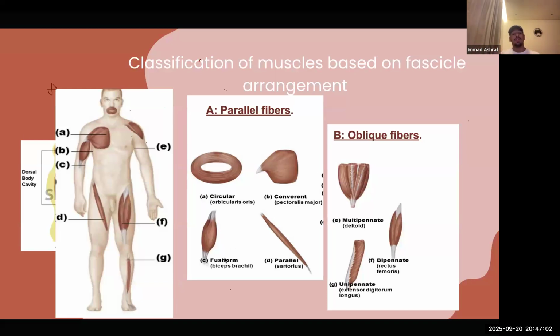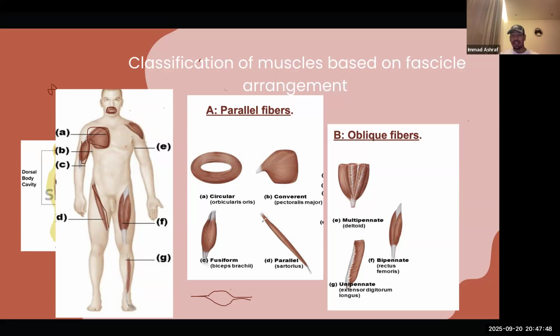You have fusiform parallel fibers, which means it's spindle shaped, like narrow, then wide, then narrow again. This is the biceps. These are fusiform parallel fibers. And then you have just plain parallel fibers, purely parallel. That's the sartorius. In case you're wondering, the orbicularis oris is a muscle around your mouth. The pectoralis major are your pecs, on your chest. The biceps brachii are on your arm, and the sartorius is over here on your hip. It's called the smiling muscle because it looks like a smile, right?